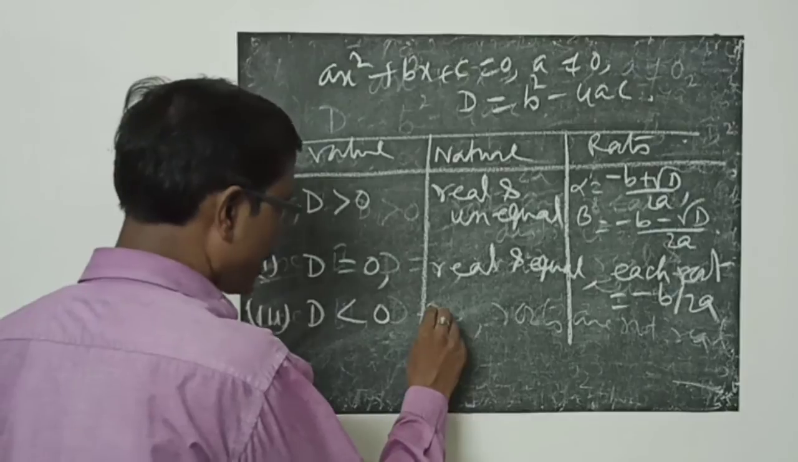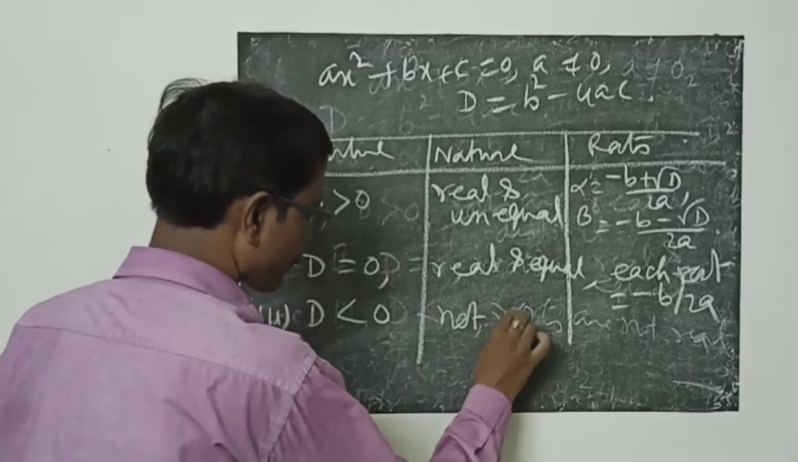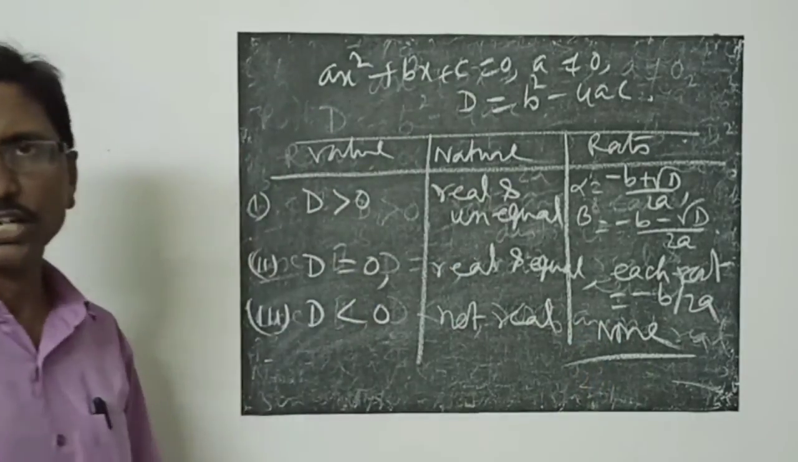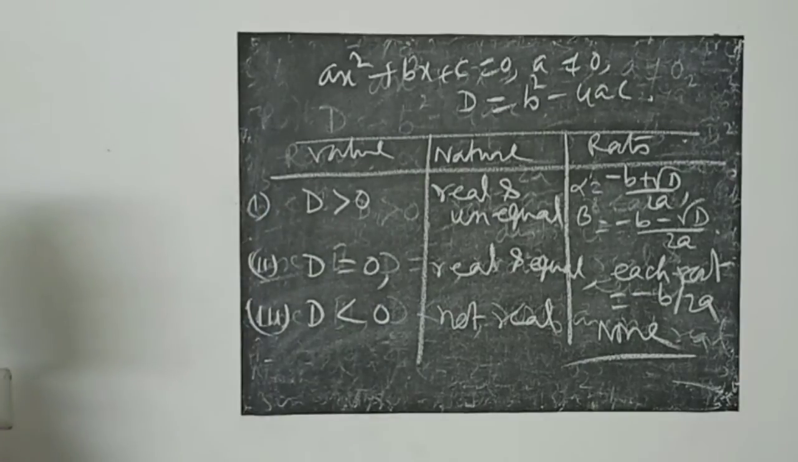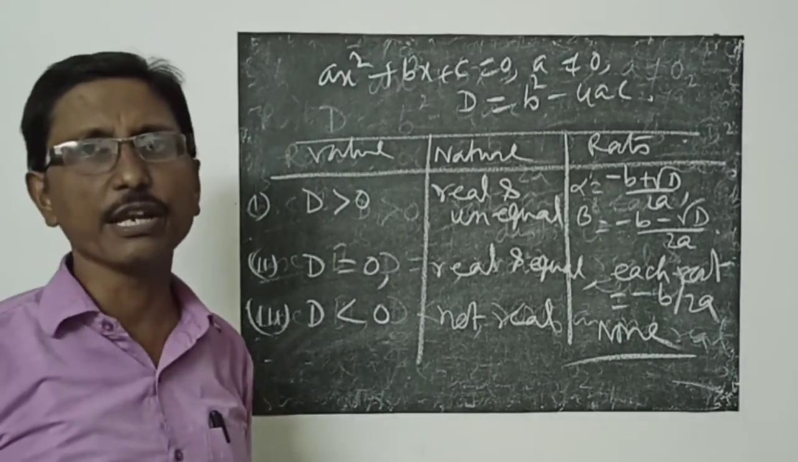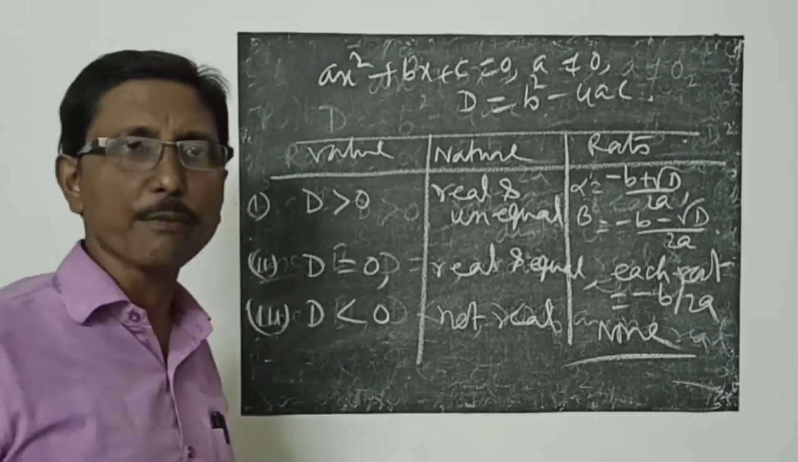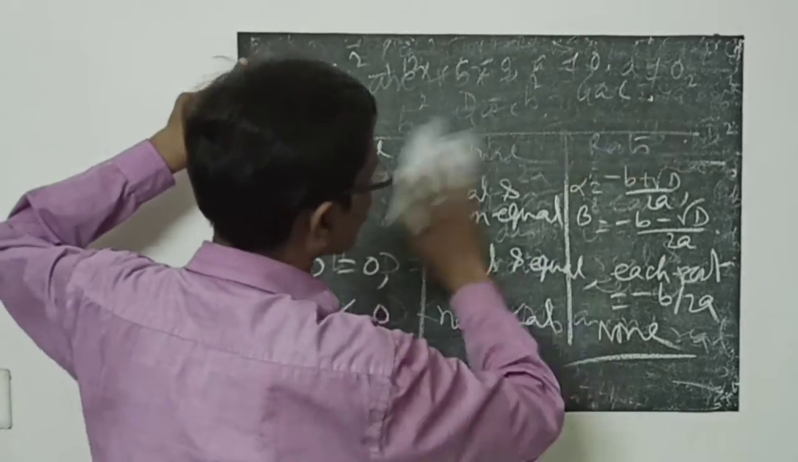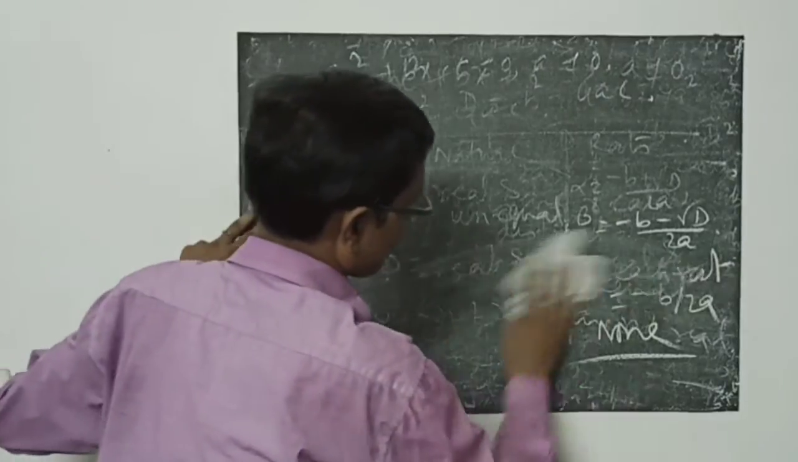The nature of the roots will be not real, or you can say imaginary, and that's why you can't find the roots. So on the basis of the value of d, we can discriminate what type of roots it will have. Now if we see some questions, we can get the types of roots, or we can find some unknown if the conditions are given.